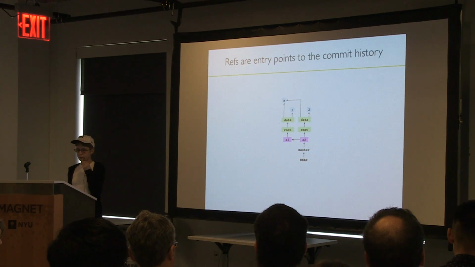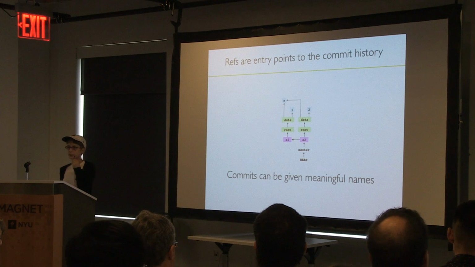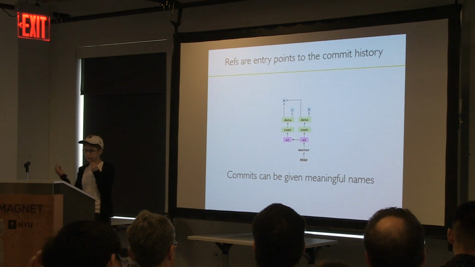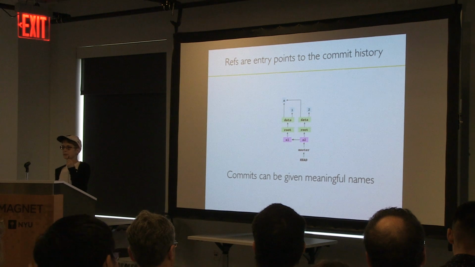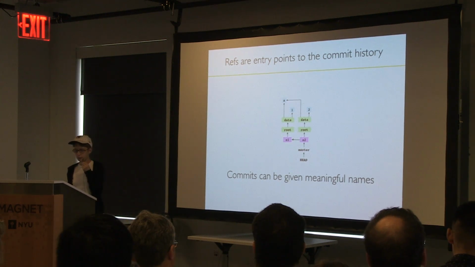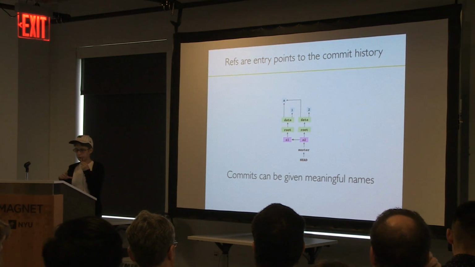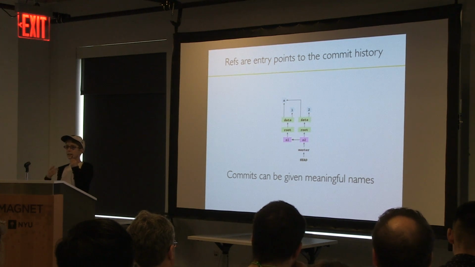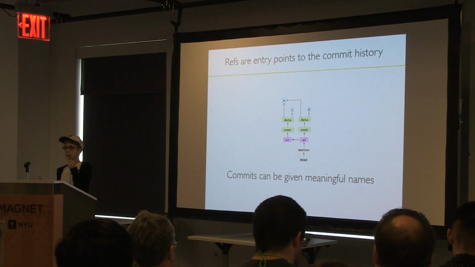Next, refs are entry points for the commit history. And this means that commits can be given meaningful names. So the A1 message or the A2 message, let's say, that's a fine message. It's helpful, it tells us what that commit does. It doesn't really tell us what that commit's place is in the whole repo. Whereas master is great. It tells us, hey, this is the state of the art of this repo right now.